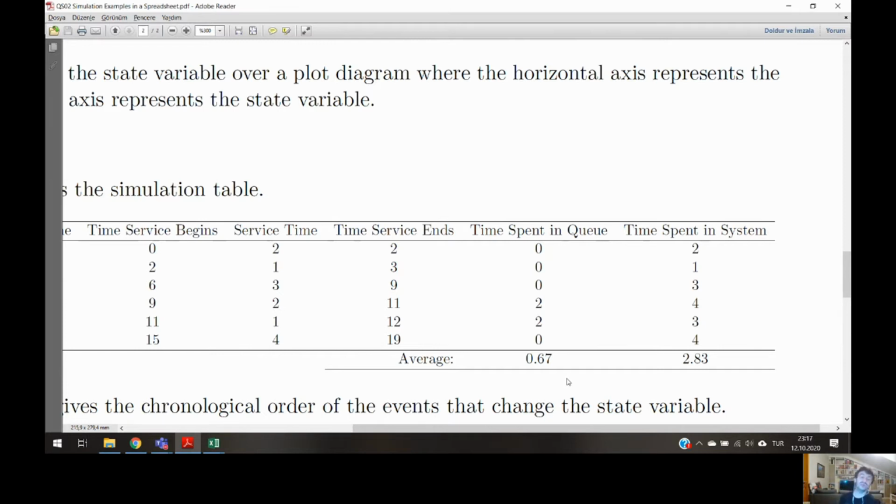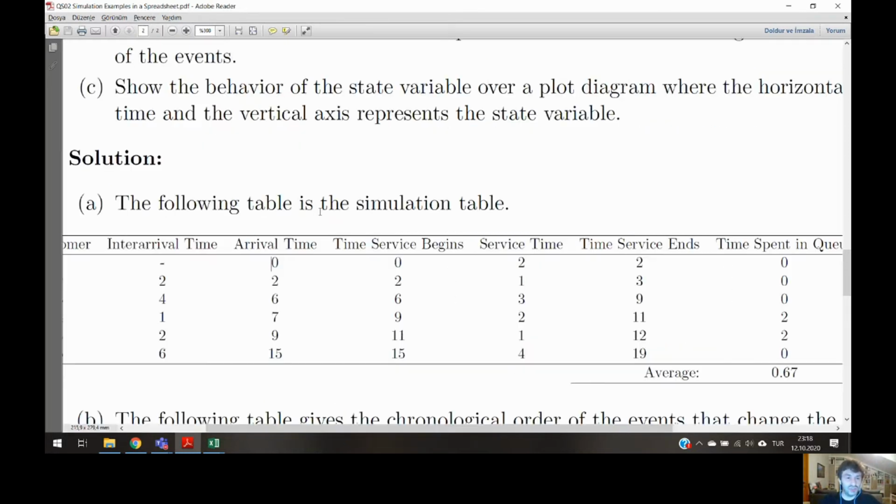So in this small size simulation, we can say that a statistical estimate for the time spent in the queue by the customers is 0.67 minutes, and another statistical estimate for the time spent in the system is 2.83 minutes. Okay, so these are basic performance metrics to measure the efficiency of this queue from the perspective of customers. Now, we have created a spreadsheet simulation here.